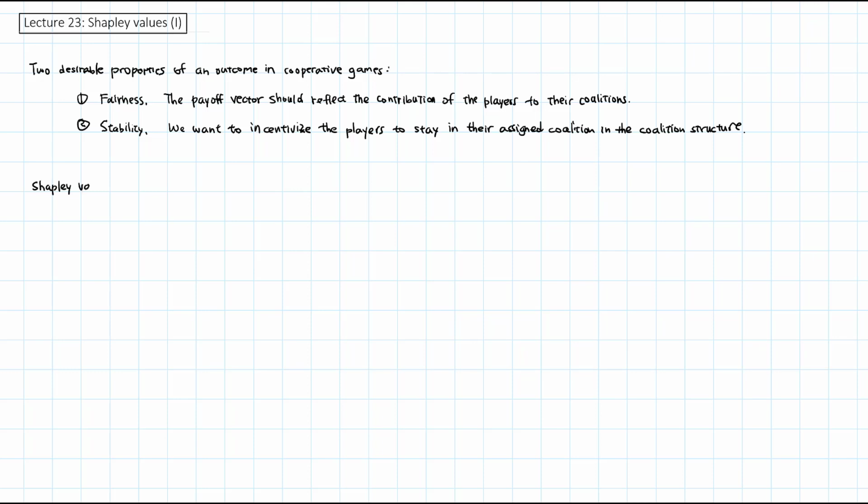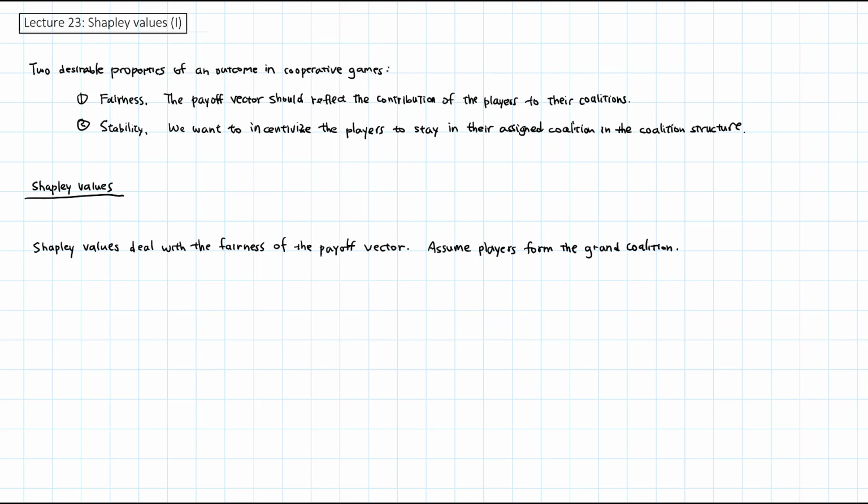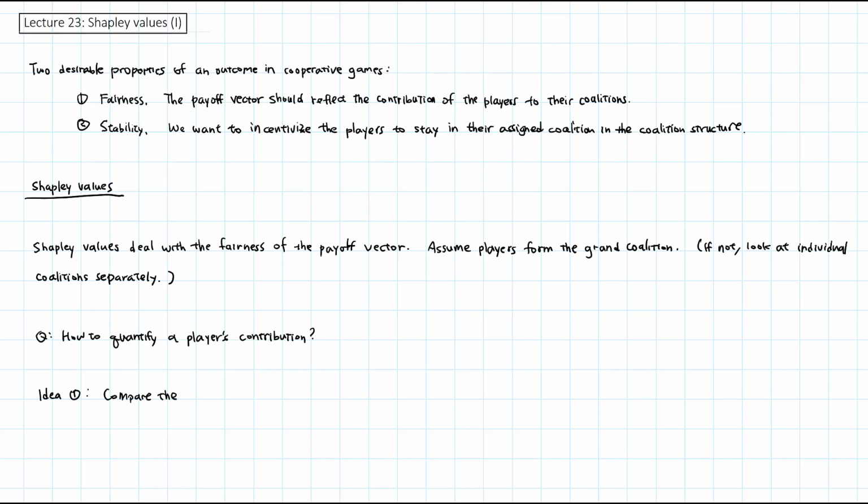We start with the Shapley values. The Shapley values deal with the fairness of the payoff vector. We will assume that the players form the grand coalition. If it is not a grand coalition, we can look at the individual coalitions separately. And the main question is how to quantify a player's contribution. We start with a simple idea. We will compare the value of the coalition before and after a player joins it.